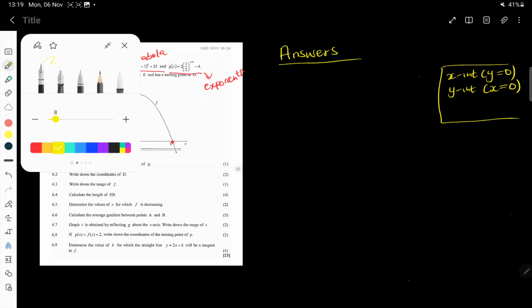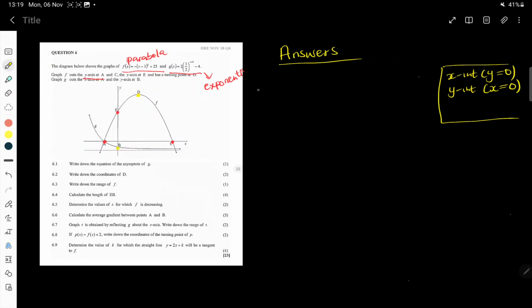First question, they are looking for the equation of the asymptote of G. G is an exponential. Exponential functions have asymptotes, a line whereby your graph does not touch that line. And you always get it from the equation. That value there is the equation of the asymptote. So it's going to be y is equals to -4. That is 1 mark.